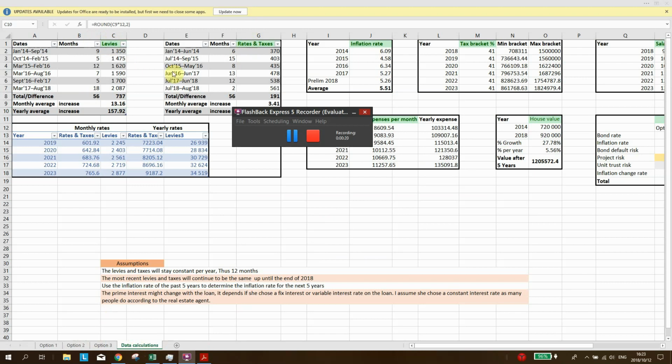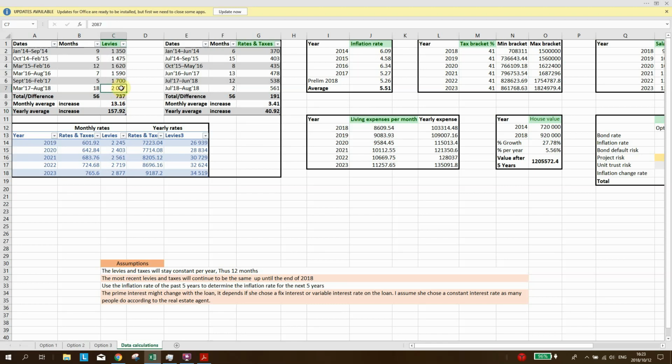The levies and rates on taxes are calculated here. As you can see, the yearly average is calculated and added to the last levies on taxes, and then calculated to a monthly rate and then to a yearly rate. The inflation rate from the past 5 years was used to calculate the average inflation rate, and the tax bracket was increased by 4% each year. 2018 we assumed stayed the same, and 2019 up until 2023.